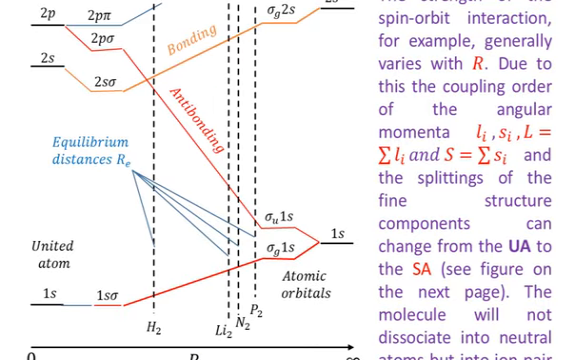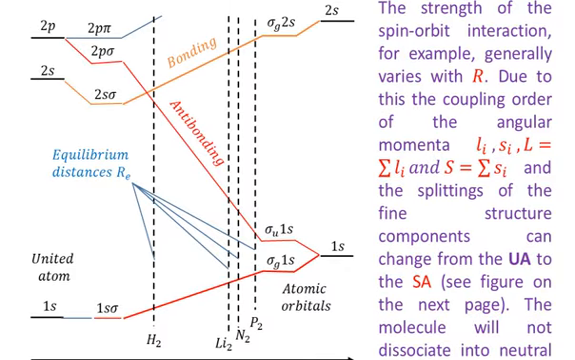Similarly, you can see that these are the curves. On the left hand side you have the united atoms, on the right hand side you have the atomic orbitals. For example, this is the 1s atomic orbital on the right hand side, and this has energies of sigma g 1s and sigma u 1s.